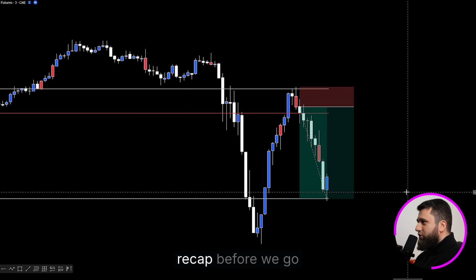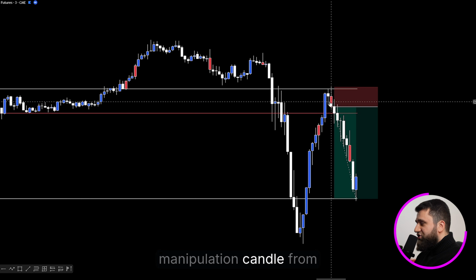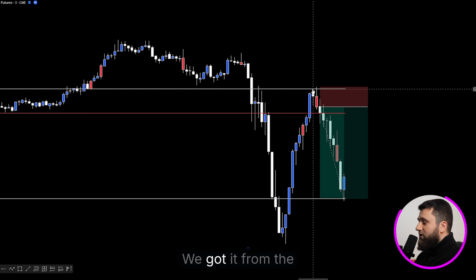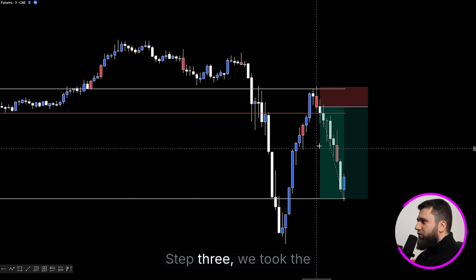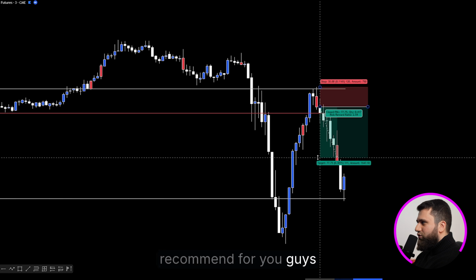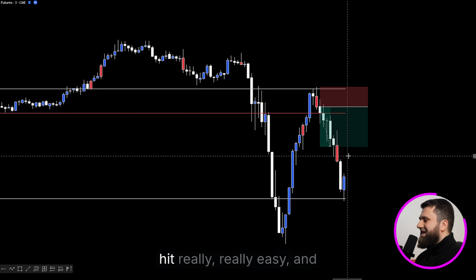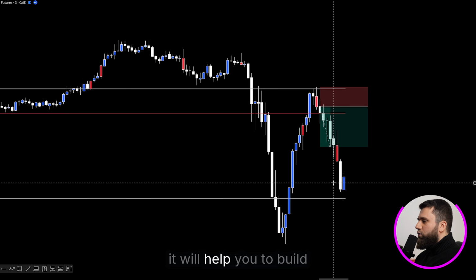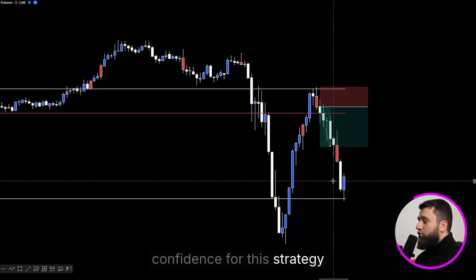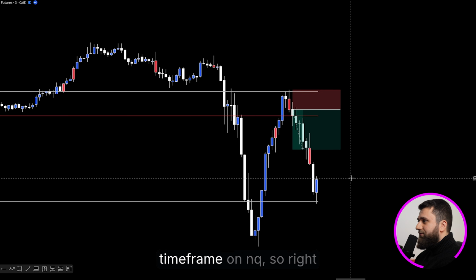So let's do a quick recap before we go to the next trade. Step 1, we drew the volume profile, and then we waited for a manipulation candle from one of the 3 levels. We got it from the value area high. Step 3, we took the trade, put the take profit, done. And what I would recommend for you guys for the beginning, stick to the 1 to 2, guys. The 1 to 2s will get hit really easy, and it will help you to build confidence for the strategy. And just for you to know, this trade, for example, was on the 3-minute time frame on NQ.